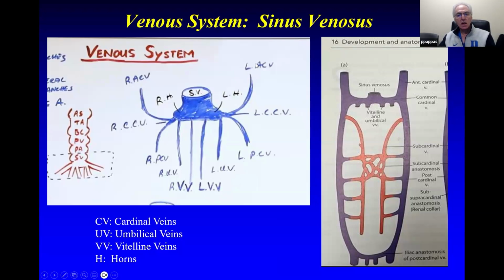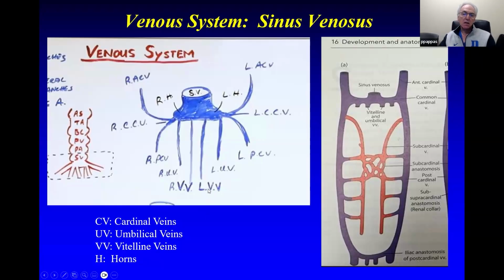So the anterior cardinal veins form your thoracic blood vessels, your innominate, your internal jugulars, and your subclavian. The cardinal veins are essentially responsible for your inferior vena cava and the branches of the inferior vena cava.